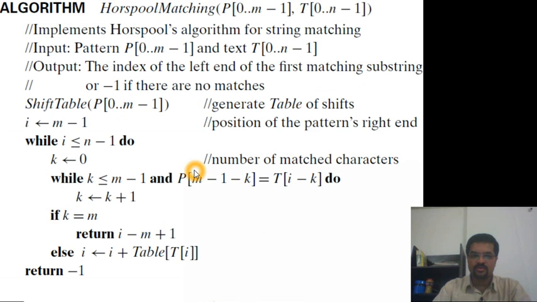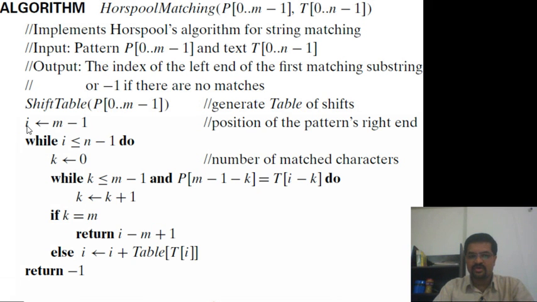Let's see the algorithm which is doing exactly what I just explained. We have a pattern of length m and a text of length n as input, and initially we create the shift table as I explained earlier, which takes the pattern as input, and it should also know the alphabet. Maybe you can treat that as an input or as something implicit.